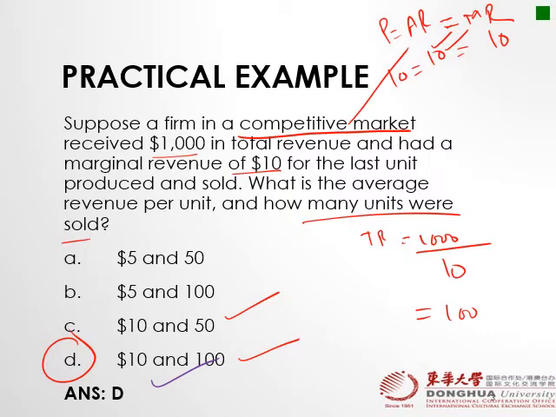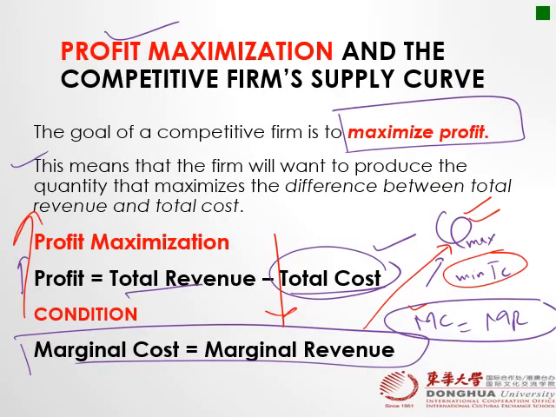Answer D. So let's see the answer D. Yes, answer D. Okay, now profit maximization decision in competitive firm. So the goal of the competitive firm is to maximize the profit. We already know that. And what do we mean by maximizing the profit? To increase the gap between total revenue and total cost, and then we can find out the total maximum profit.